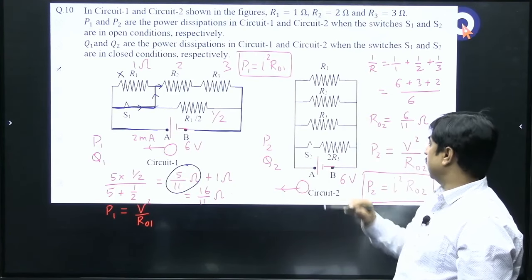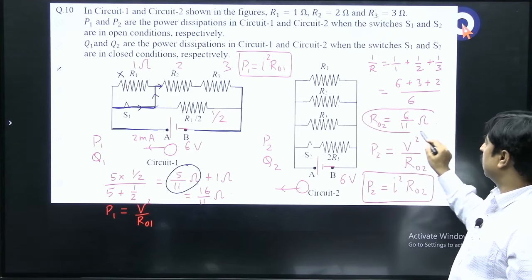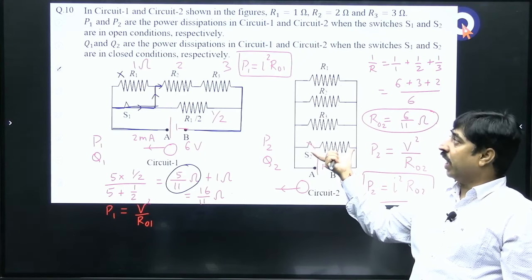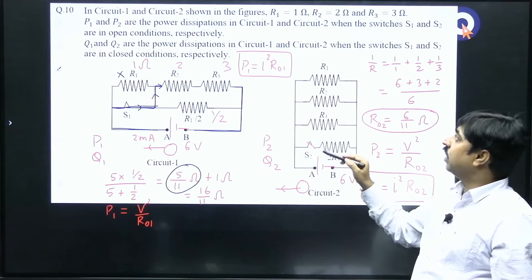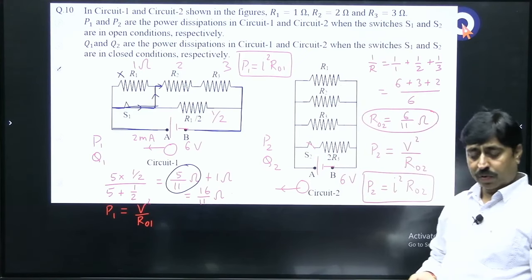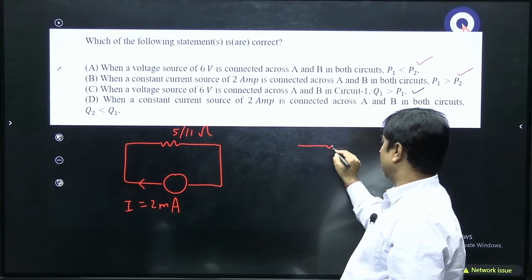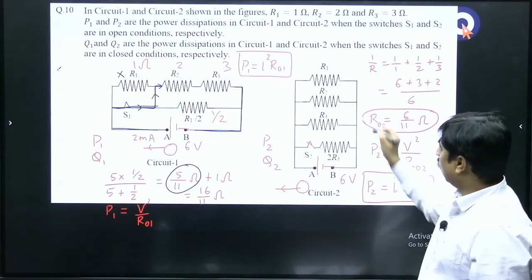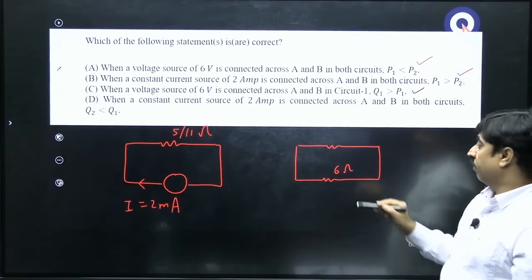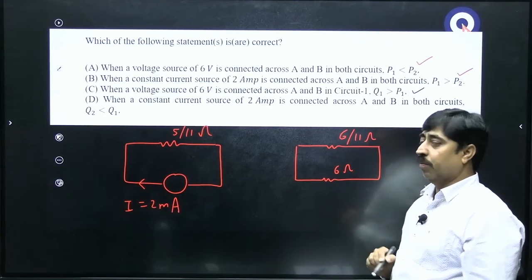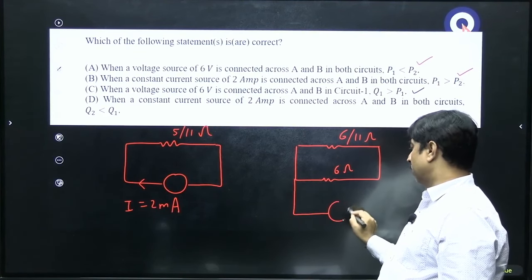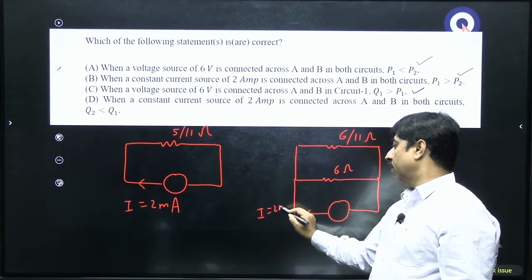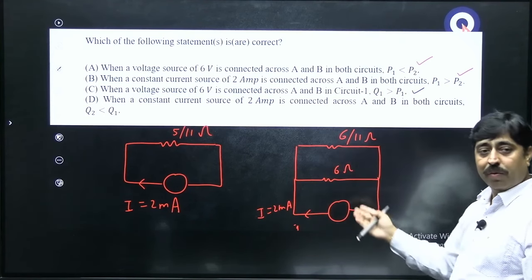These three resistances have an equivalent of 6 by 11. If you close this switch, you are attaching one more resistance in parallel, and the value of this resistance is 2 R3, which means 6 ohm. So this is 6 ohm, and the equivalent of these three is 6 by 11. And you are connecting this to our constant current source. This source provides a constant current of 2 milliamps. So, what is the equivalent resistance here?